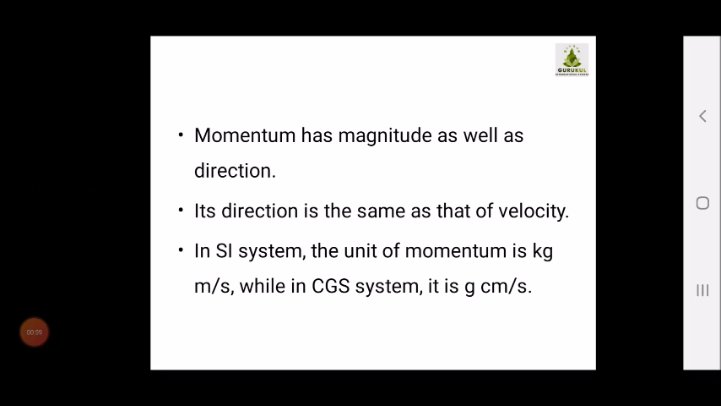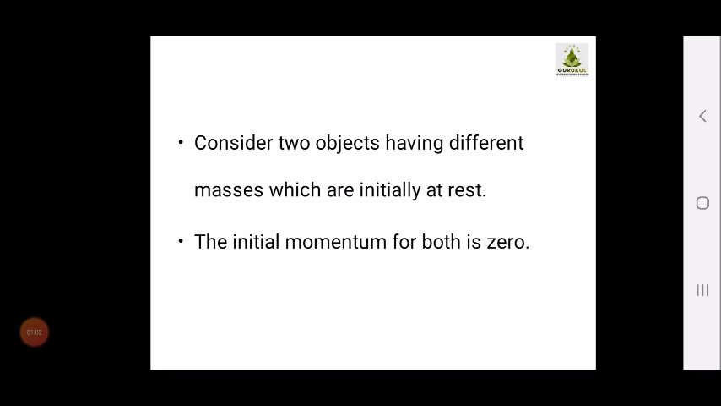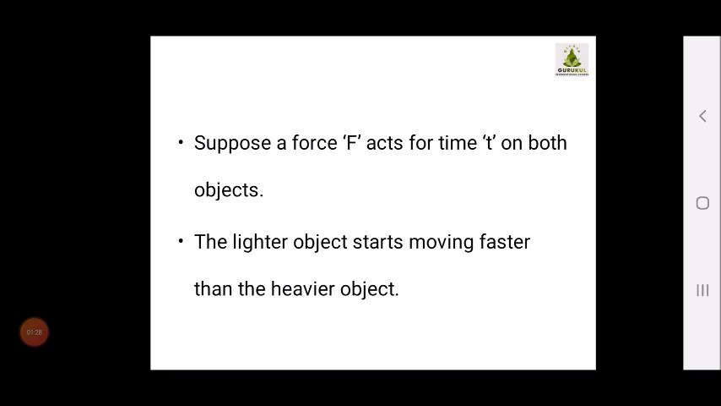Now just try to understand, children. Consider two objects having different masses which are initially at rest. Consider two balls. Let one ball be small, and another an iron ball, a football, any ball. One is smaller and another is bigger. When they are at rest, the initial momentum in both cases is 0. But suppose a force F acts on both objects for the time t. The lighter one will start moving faster than the heavier object.